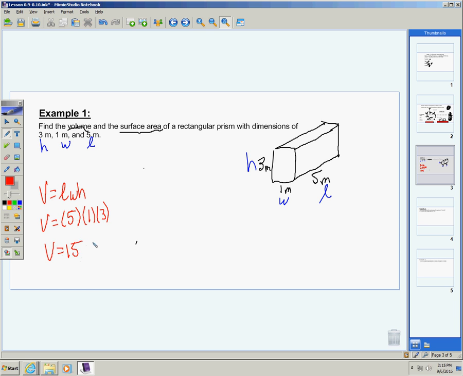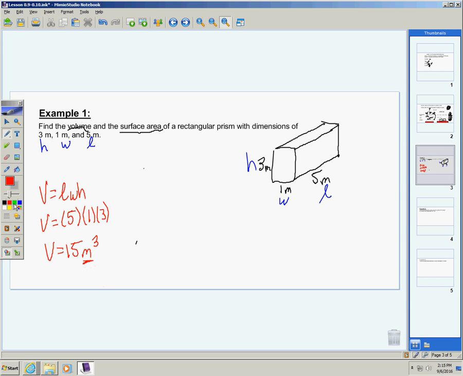And then here's where we have to add our label. Well, I know I'm working in meters, and then I need to think volume. Is that to the first power, second power, or the third power? And since we're working with a three-dimensional object, it's going to be raised to the third power. Volume always has the label raised to the third power.